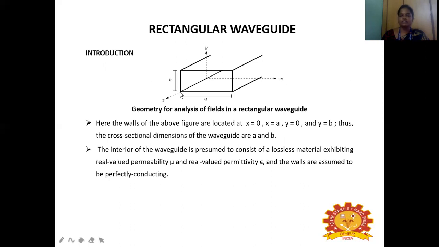So here the walls of the rectangular waveguide are located at x is equal to 0, x is equal to a, y is equal to 0 and y is equal to b. So the cross-sectional dimensions of the waveguide are a and b. This a is the wider dimension of the waveguide and b is the narrow dimension. The interior of the waveguide is presumed to consist of a low loss material, so as to exhibit real valued permittivity and permeability. The walls are assumed to be perfectly conducting.